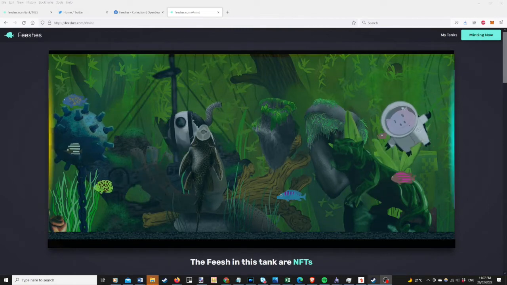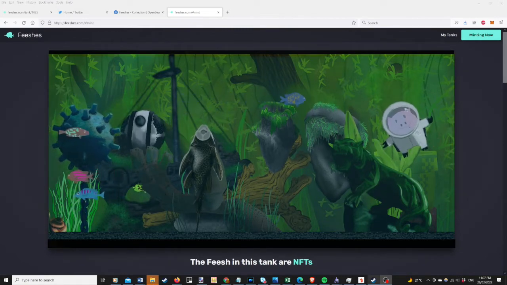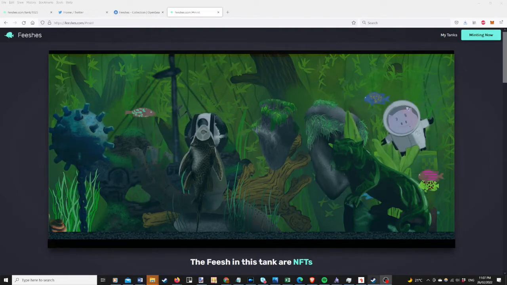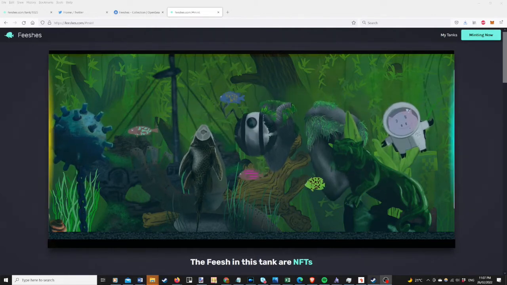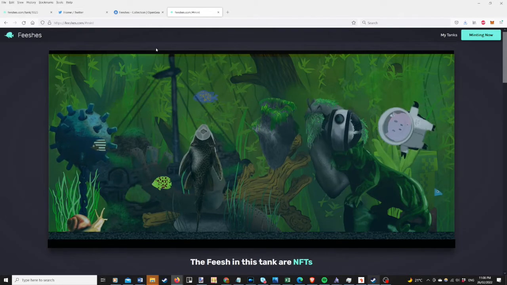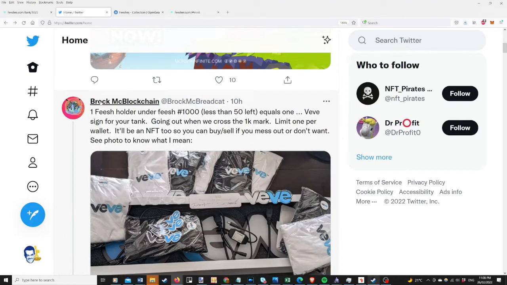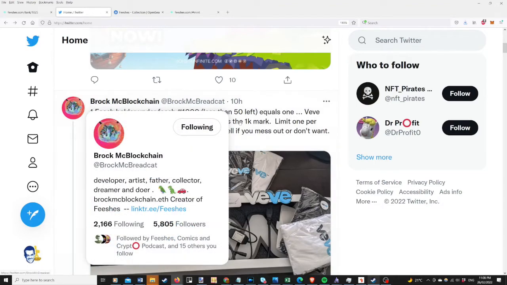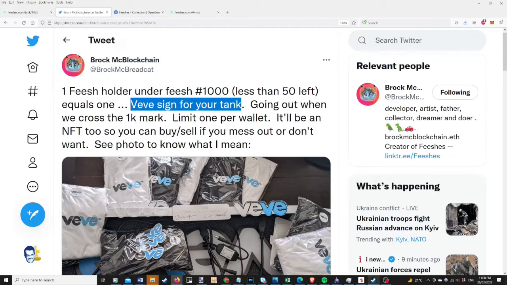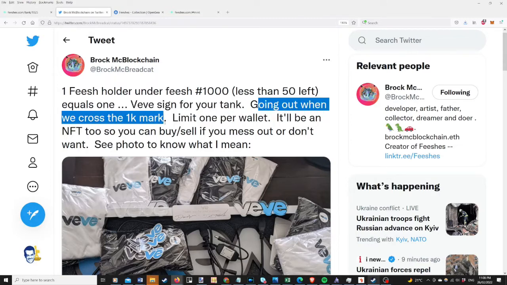And there's also talk that Feesh's will actually include other artists as well. Anyway, this has been out for a while, but the reason I'm bringing it up now is there's actually a deal going on at the moment, just announced on Twitter. So if we go over to Twitter, we have Brock's account here, and he says that when Feesh holders get under 1,000 with less than 50 left, they will get a Veve sign for your tank. So it's going to be out when they get to the 1,000 mark.